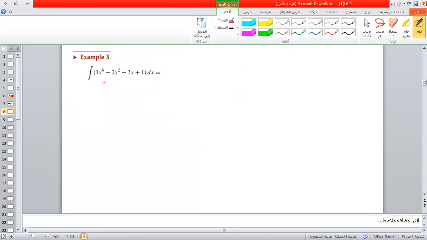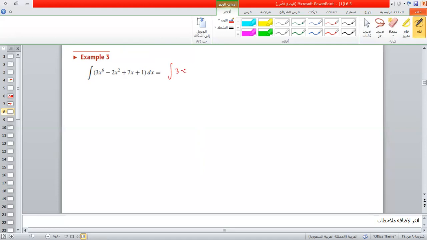Example 3, guys. How to do it by using our properties when we have constants and many terms, or a polynomial like this. I would like to do it in only one step. The basic way is to separate each term alone and then find the integral. But you can directly integrate each term and add the results together, like 3x to the power of 7 over 7 directly. Don't split them out.